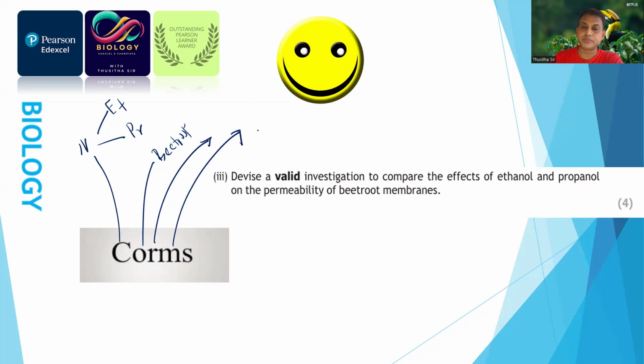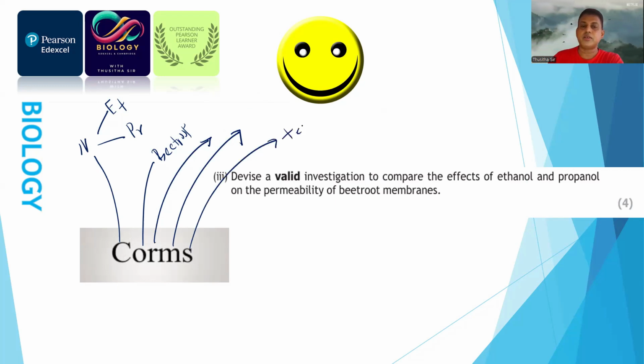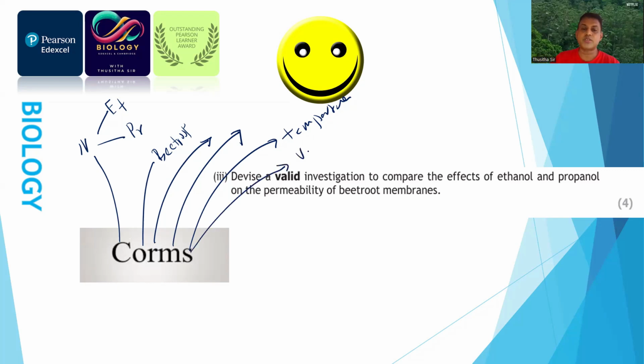Measurement and method: you can briefly say the test tubes are prepared using equal volumes of ethanol and propanol, and add these cubes, cylinders, and leave for a fixed period of time, take them out and then measure the absorbance. Standardizing temperature: thermostatically controlled water bath, and volumes of ethanol and propanol. So these points I placed here to get the answer.